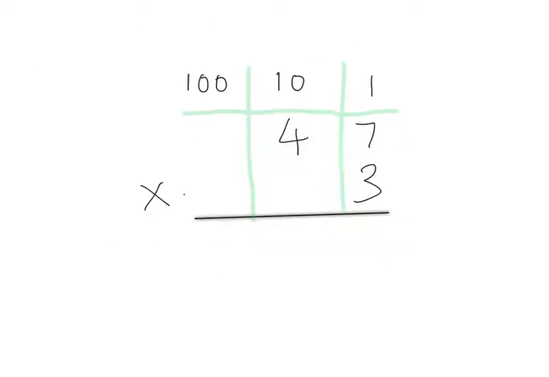Okay, our next one, 47 multiplied by 3. I'd like you to pause your video and have a go at this one on a scrap piece of paper. Press play when you're ready to find out the answer.